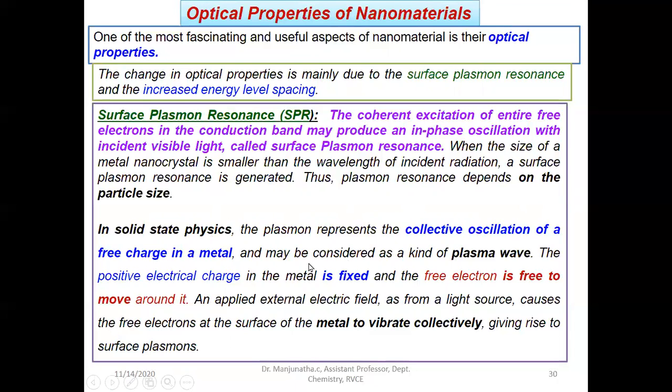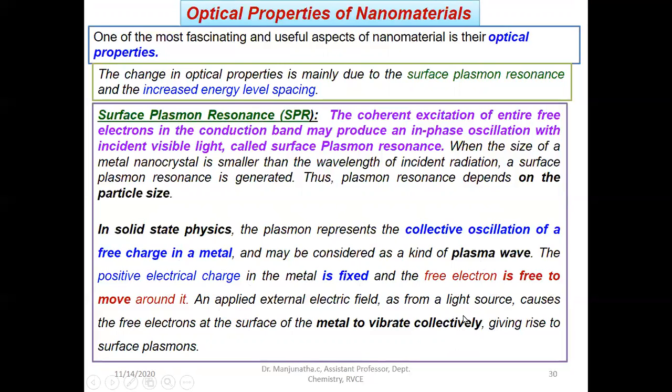In solid state physics, the plasmon represents the collective oscillation of free charge in a metal. Okay, metal has a charge. The metal is covered with an electron cloud in the outermost orbital, and inside we have a nucleus. The free charge is the electron here. The positive charge, that is the nucleus, is fixed in the metal. However, the free electron cloud is free to move around it.